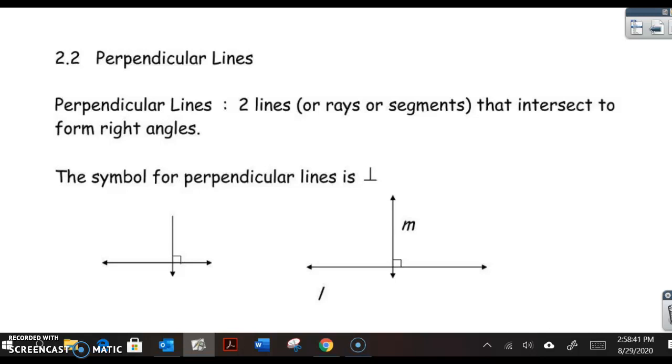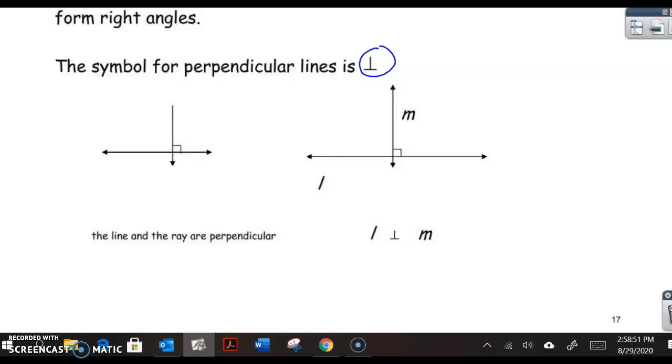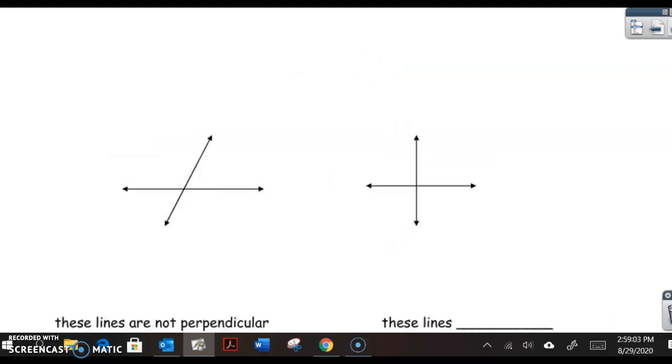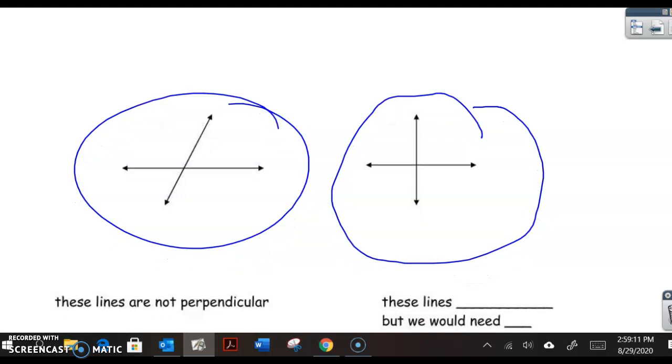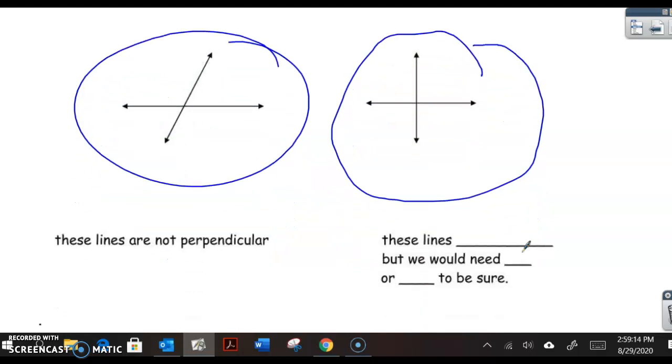So the last thing we need to go over is just a couple things about perpendicular lines. The symbol for perpendicular is this upside down T. In order for us to know that lines are perpendicular, we either have to have this right angle there that tells us the two lines are perpendicular, or we can have this symbol. Now those lines are definitely not perpendicular. However, these look like they might be, but we can't guarantee that they are perpendicular because we would need one of these. We need to be told.